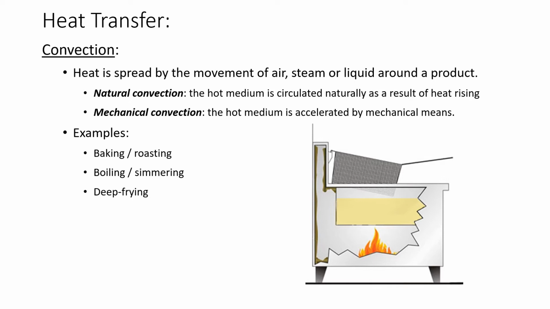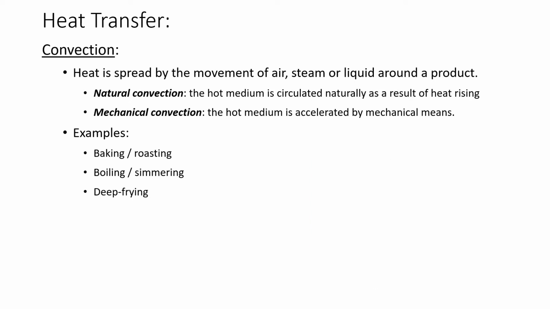But in deep frying, the product is completely immersed in the oil, and you get those convection currents happening within the cabinet as well, within the deep fryer as well. Hot oil is rising, cooler oil is going down, and so you end up getting this circular motion. Another example of convection heat transfer would be steaming.